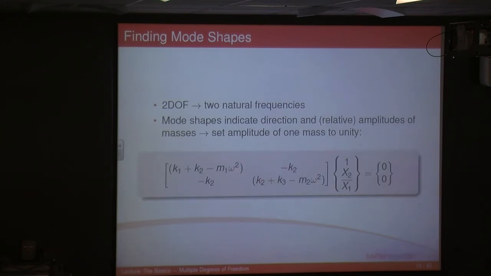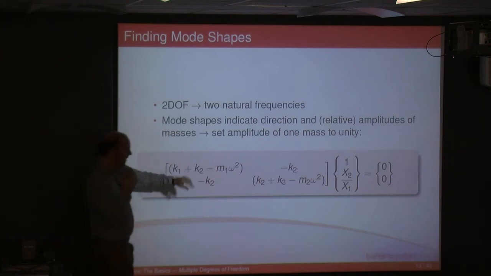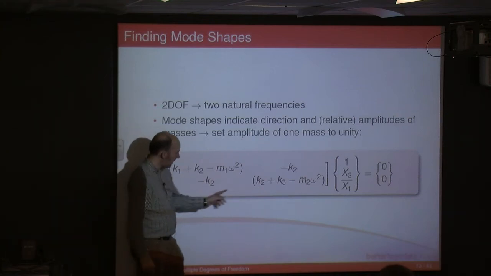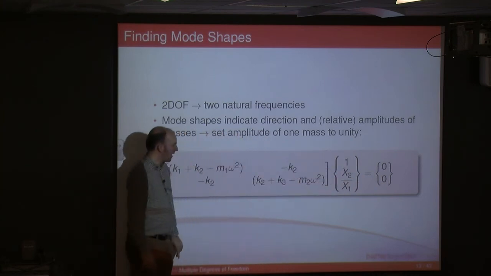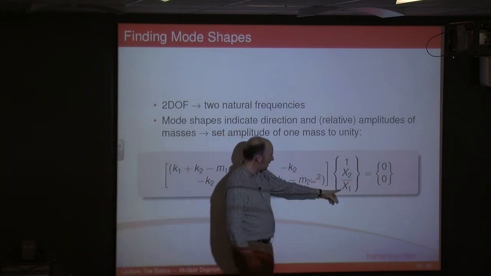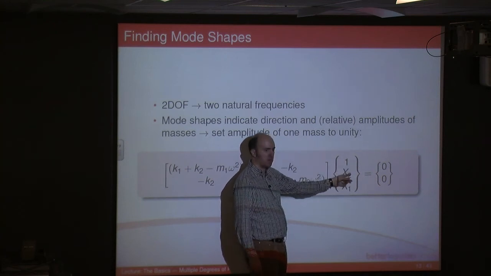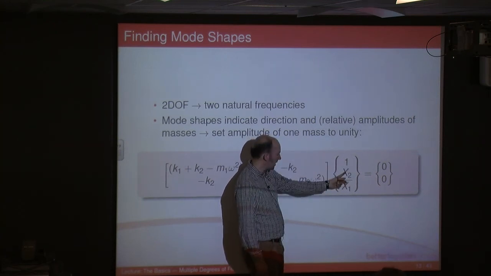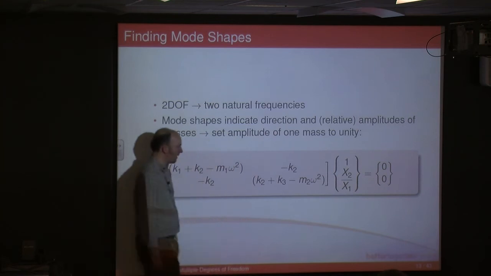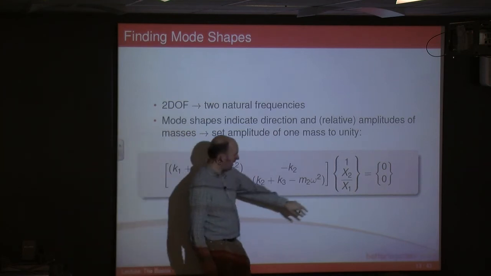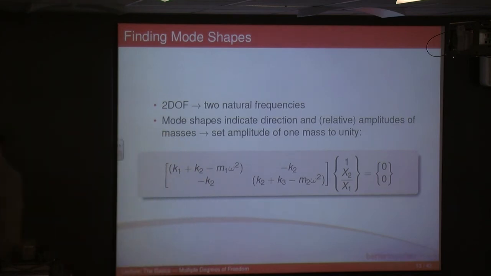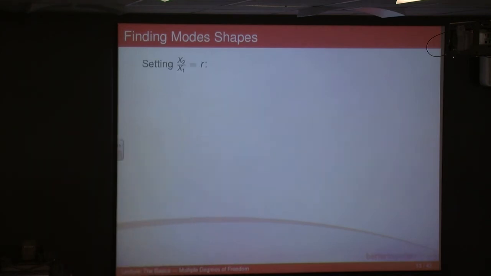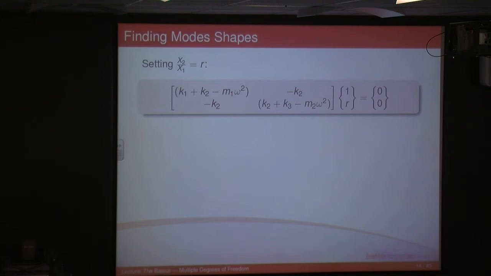And so what we do is we take our equation of motion that we had. Remember we had x1 and x2 over here. What I've done is I've divided both sides of the equation by x1. And so obviously x1 divided by x1 is 1, and we end up with x2 divided by x1 on the bottom down here. And what we do is we set this term to be r, and we're going to find r. So we set that to be r, and we end up with this equation.